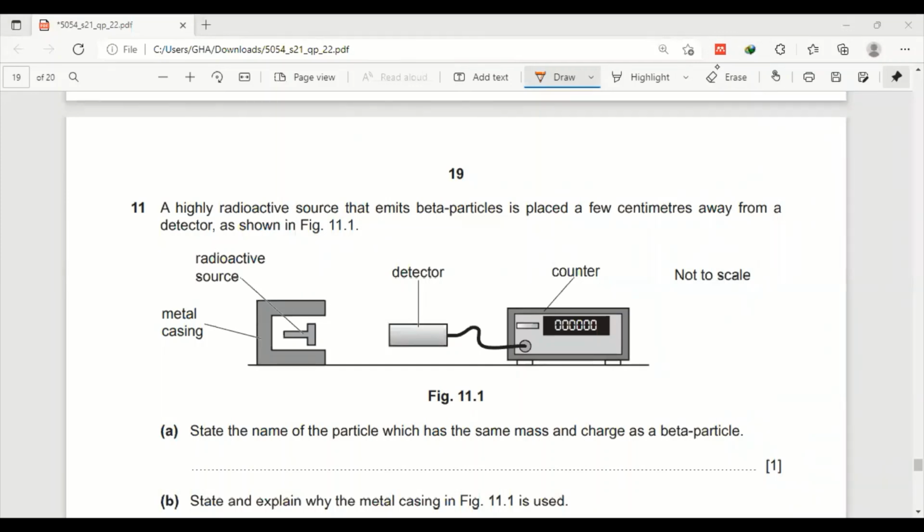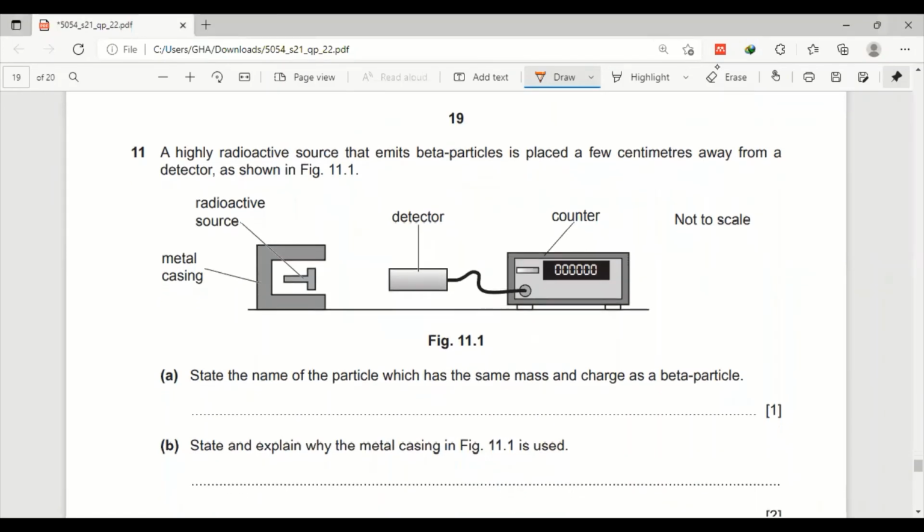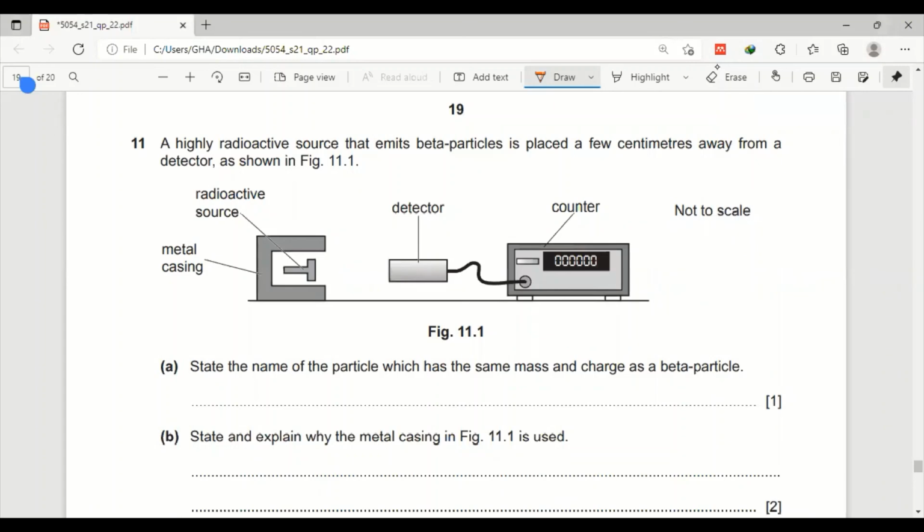Okay, now question number 11. A highly radioactive source that emits beta particle is placed a few centimeters away from the detector. So this is the radioactive source. This is a detector, meaning the GM counter. State the name of the particle which has the same mass and charge as beta particle. So beta particle is similar to electron.